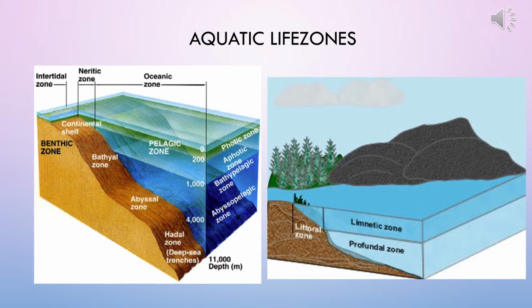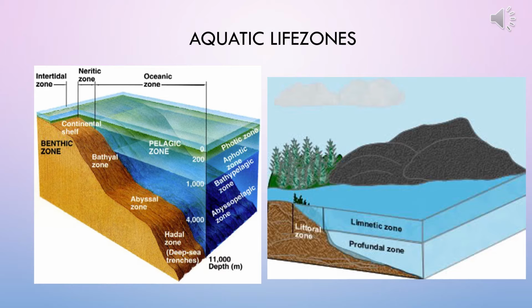Of the two major aquatic life zones that you should be familiar with, the one on the left shows an ocean life zone, or a marine life zone. The one on the right shows a freshwater lake. For the aquatic life zone, the major areas that you need to be familiar with are the intertidal zone, the pelagic zone, the photic, and the aphotic zones.